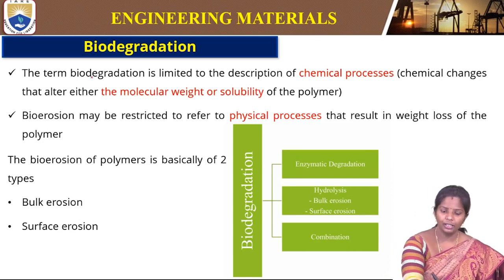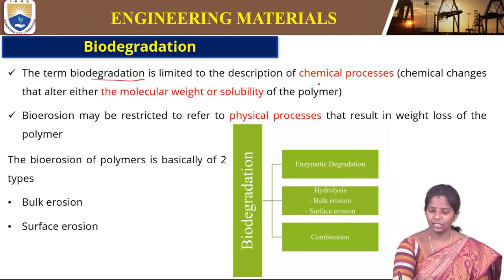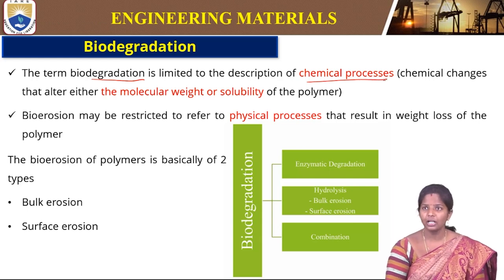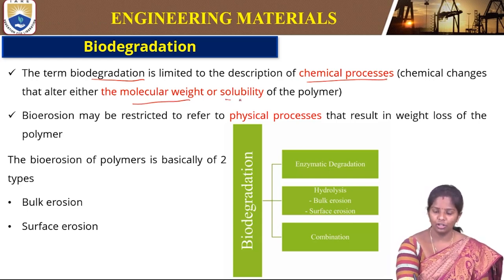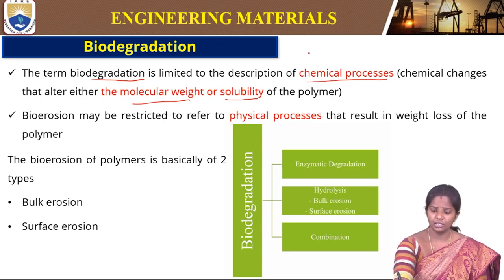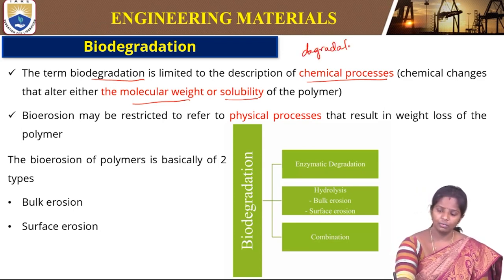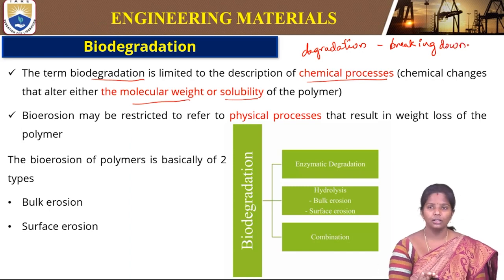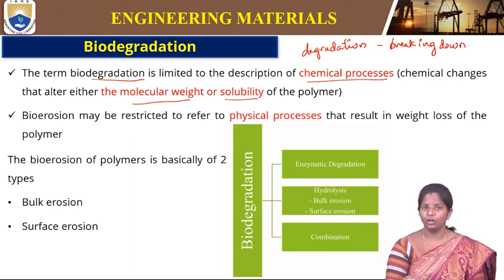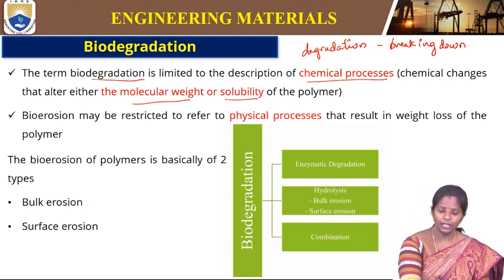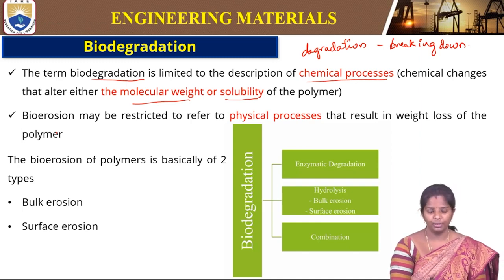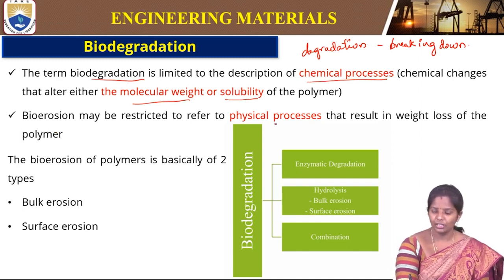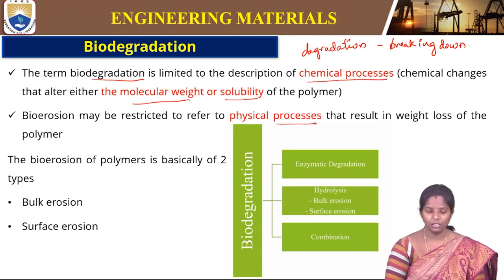The term biodegradation is limited to the description of chemical processes that alter the molecular weight or solubility. Degradation is nothing but breaking down its original structure. So solubility and molecular weight are ultimately affected because it is breaking down the original structure. Bioerosion may be restricted to a physical process that results in weight loss of the polymer.